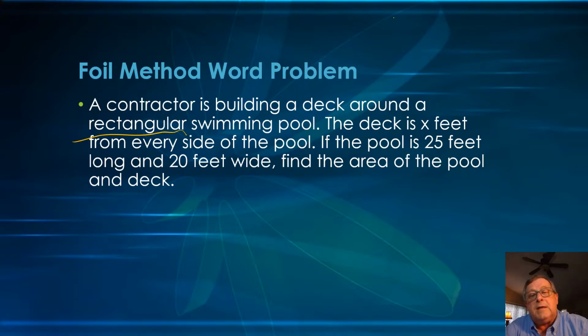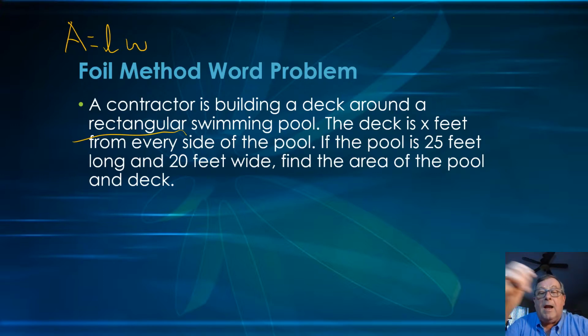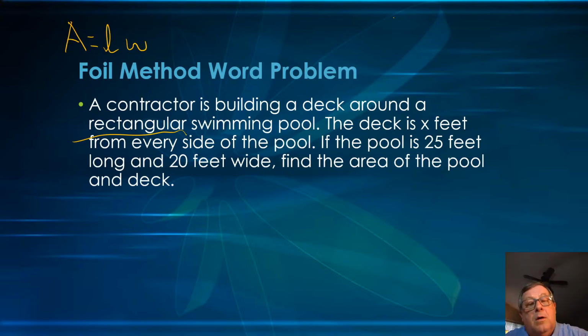Well, let's start first by asking how do we find the area of a rectangular object? We can say that the area is the length times the width. Length times the width. All right, I like to sketch things sometimes because when I sketch it, it kind of clears it up. I'm not a great drawer, but let's see. We've got a pool that's 25 feet long, and it's 20 feet wide.